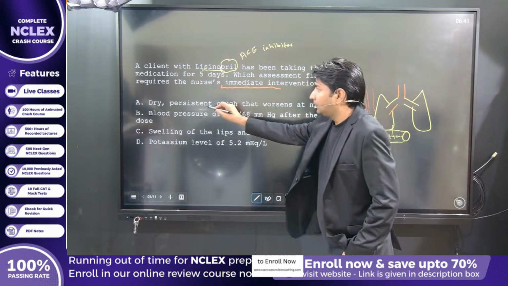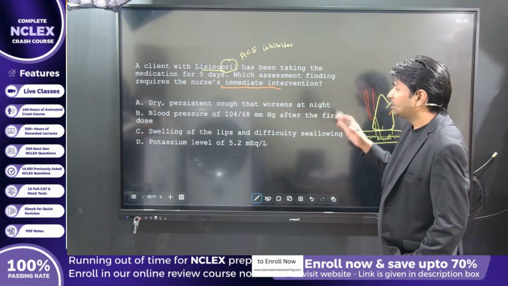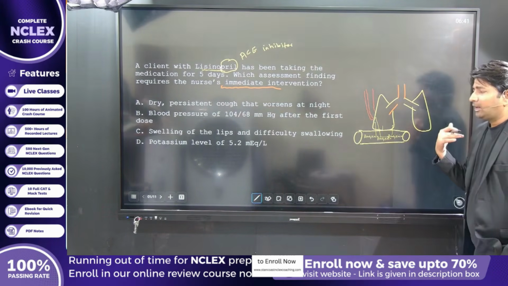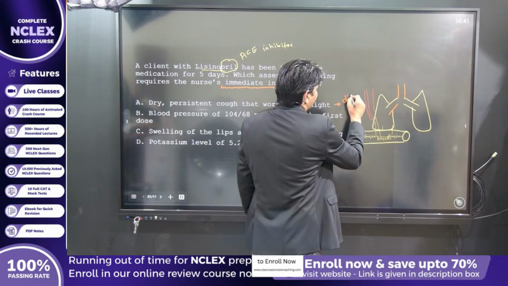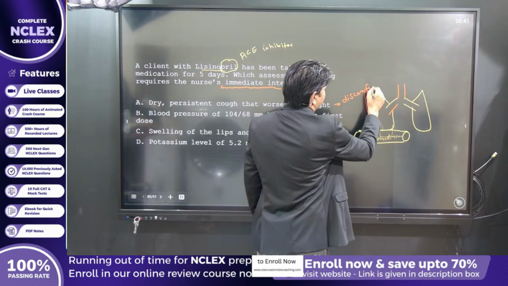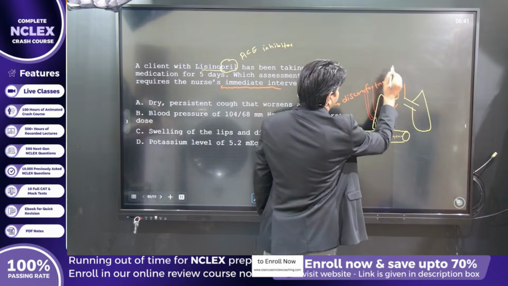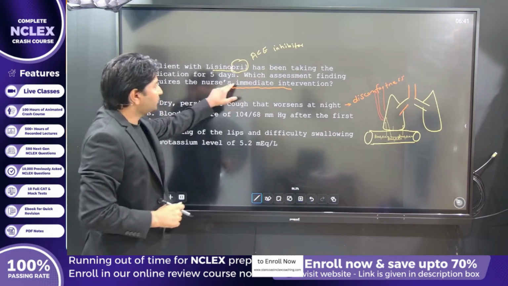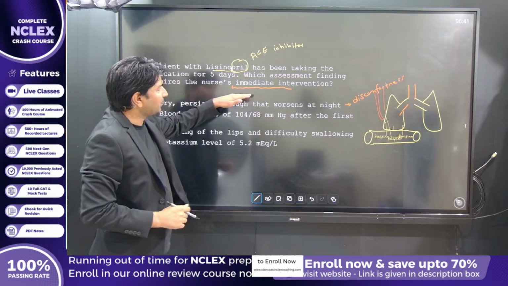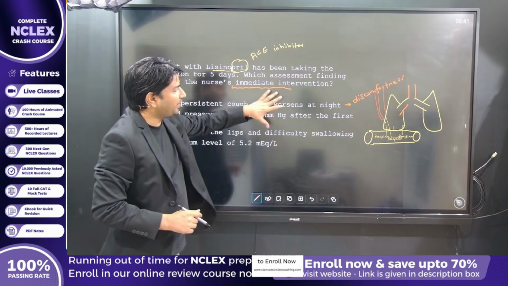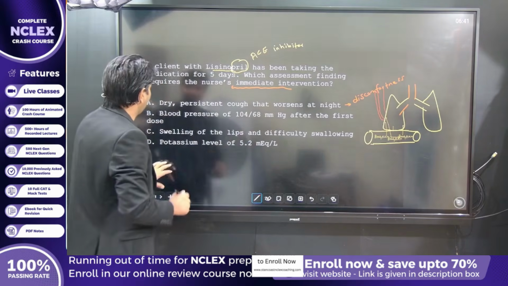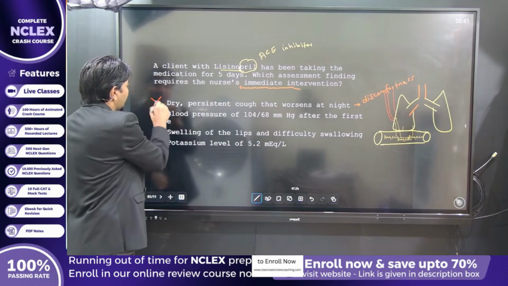So it means there will be a dry cough. But this is not dangerous for the patient. It leads to discomfort only. But we have to select the situation that will put the patient's condition in immediate danger. Immediate intervention means we have to select the most serious condition. So here, this is the wrong answer. This is wrong.